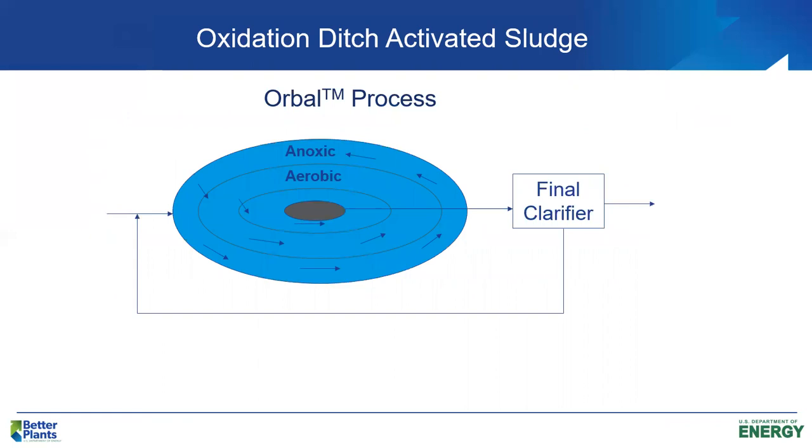Another version of the oxidation ditch is the Orbital process. And the Orbital process has typically 3 concentric rings. The raw wastewater and the return sludge come in first to the outer ring, then it goes into the middle ring and then into the inner ring. But we try to maintain a DO concentration of about 0.0 to 0.3 milligrams per liter dissolved oxygen in the outer ring. And the reason we keep it that low is because we want to simultaneously nitrify and denitrify.